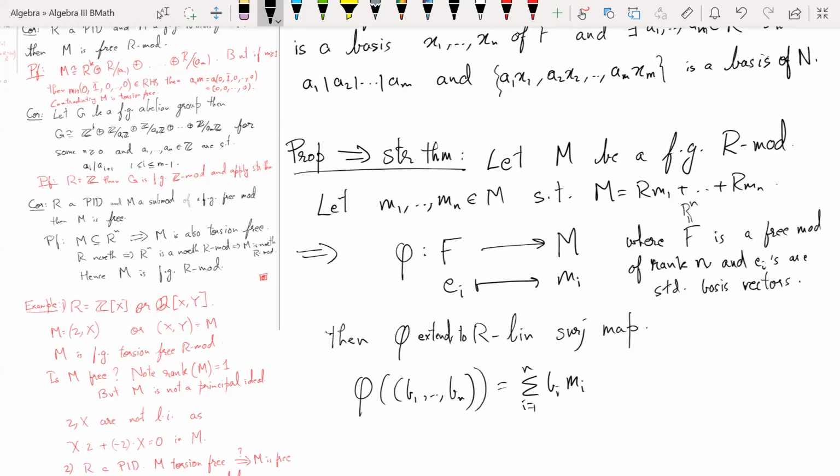Yeah, so this is the map from F to M, and under this map, e_i does go to m_i, and clearly, so this we have seen, right? So we know phi is R-linear, and since the m_i generate M, phi is surjective.